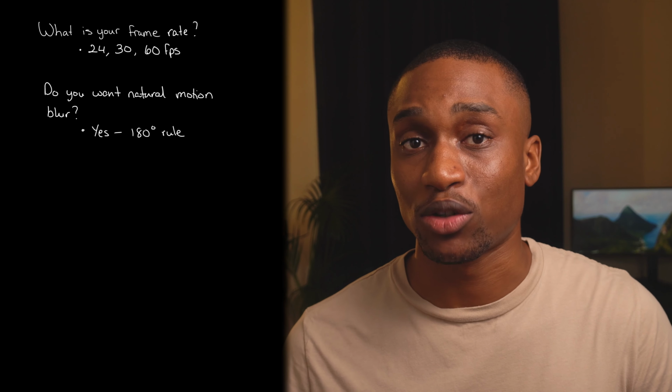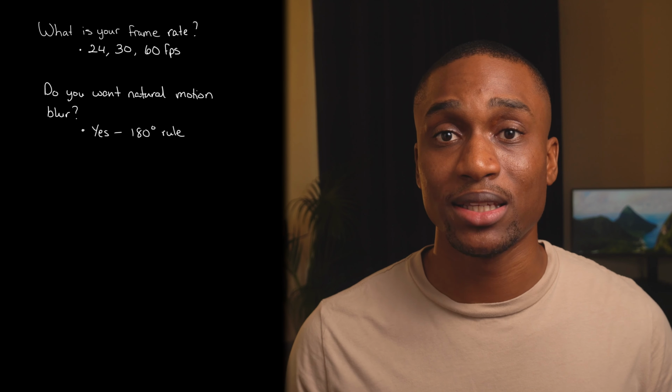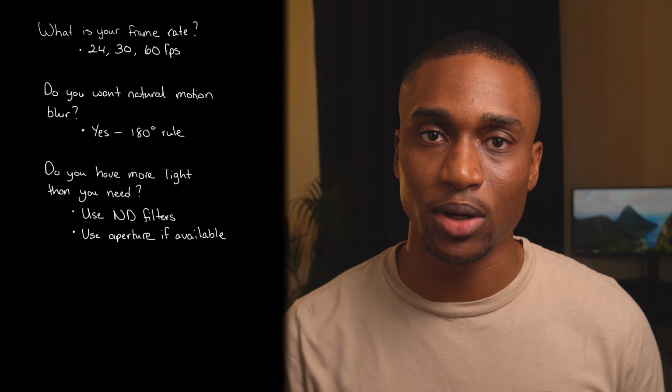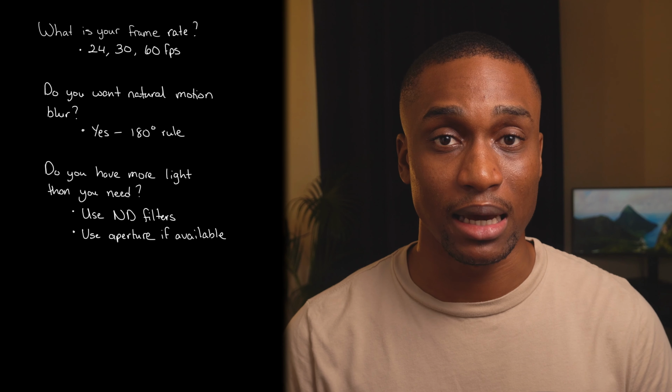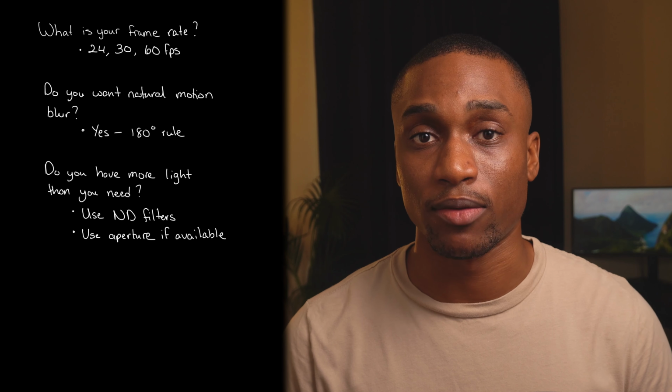Then, do you want natural motion blur? If yes, set your shutter speed using the 180-degree rule. Do you have more light than you need? If your drone has a fixed aperture, use your ND filters to eliminate the excess light. If you have a variable aperture, then you can combine that with your ND filters.